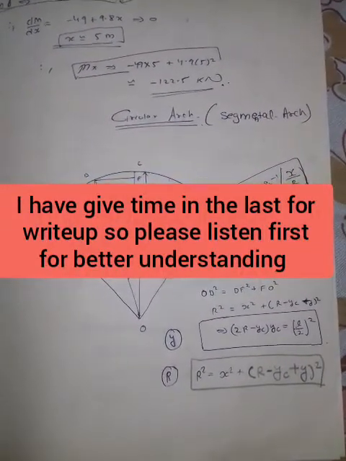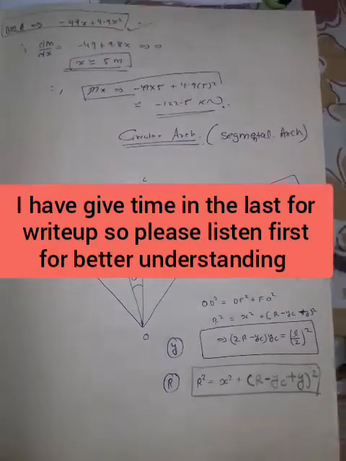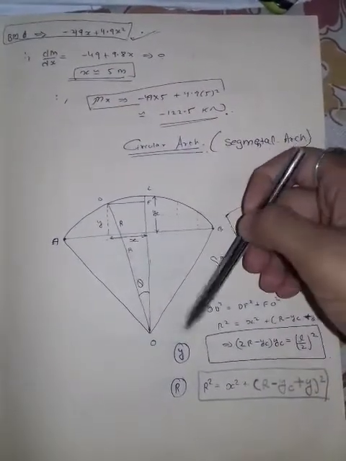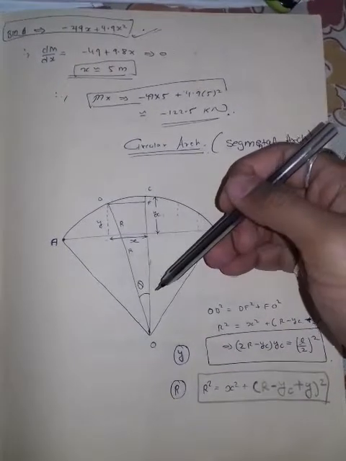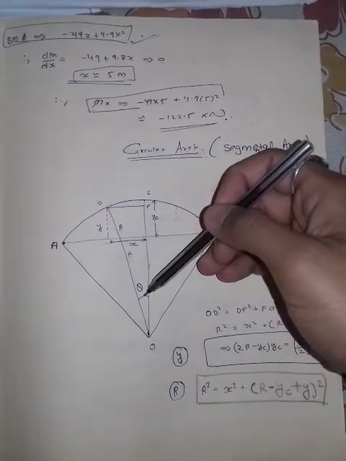In the previous class, I took an example on the circular arch, or we can say the segmental arch, and we described the two formulas for the calculation of the rise at any distance and the radius of the arch. So in this numerical, we also have to find the slope for the calculation of the normal thrust and the radial shear.